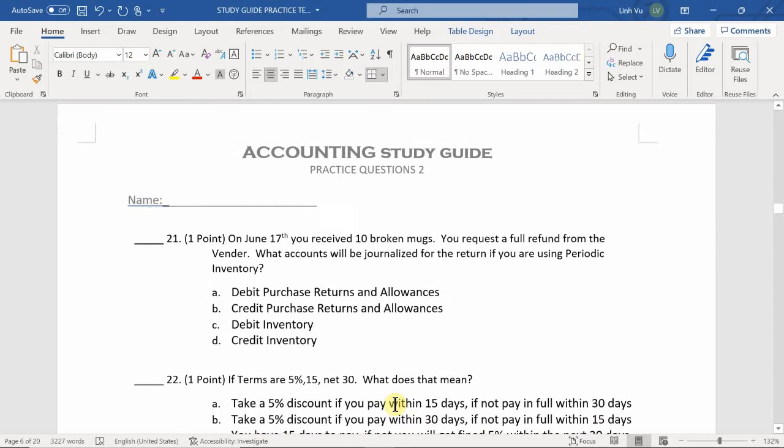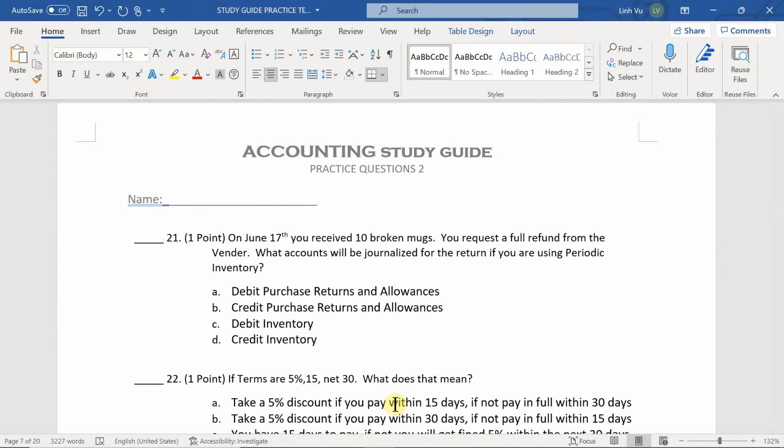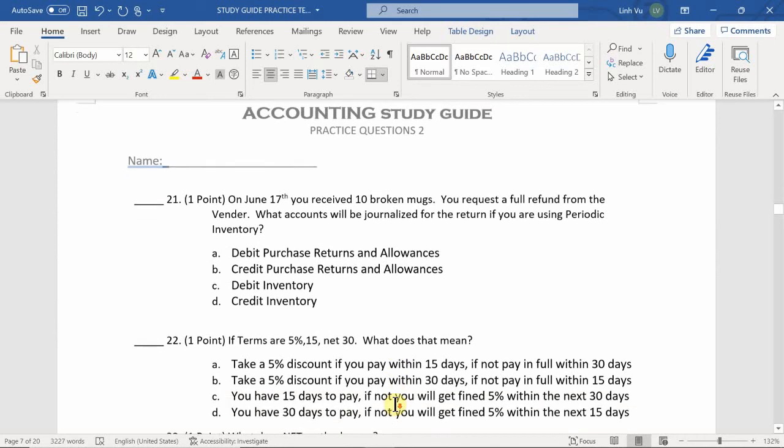Okay? Everything. So then question number 21 asks that on June 17, you received 10 broken mugs, okay, and you request a full refund from the vendor, okay? What accounts will be journalized for the return if you are using periodic inventory?